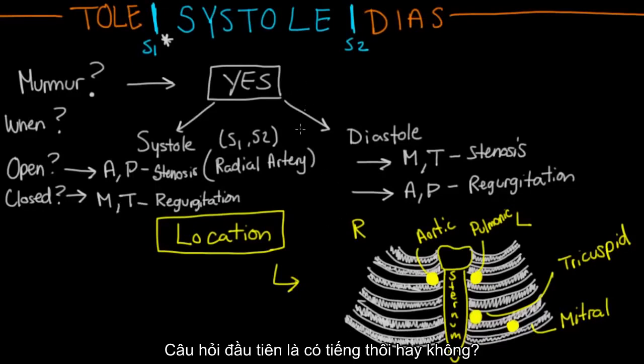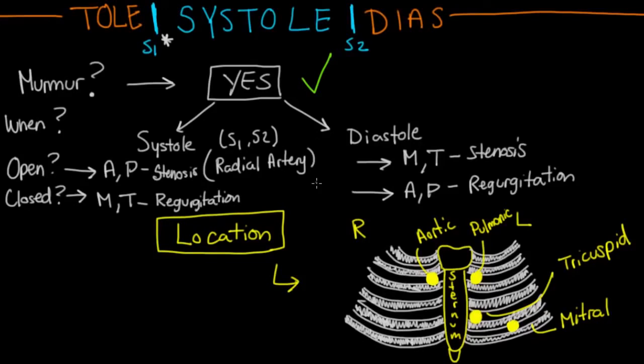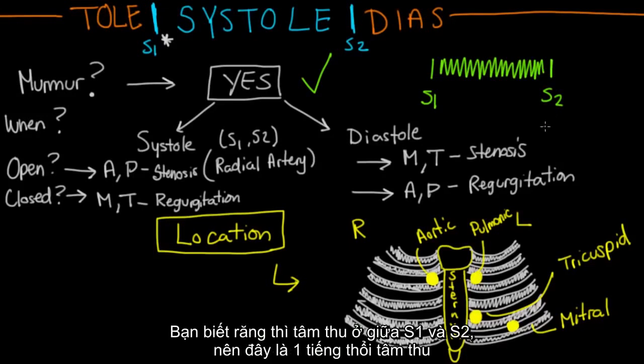So the first question: is there a murmur? Well, duh, we just heard it. Now, is it in systole or diastole? So let me replay you that murmur again, but a little bit slower. Now you'll realize that you actually hear S1 and S2, and then in the middle, you have this blowing sound. So what can we say from that? Well, we know that systole is between S1 and S2, so this is a systolic murmur.